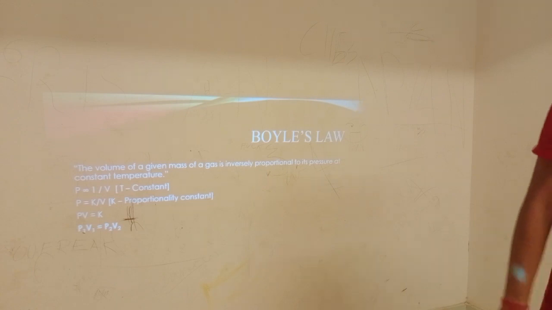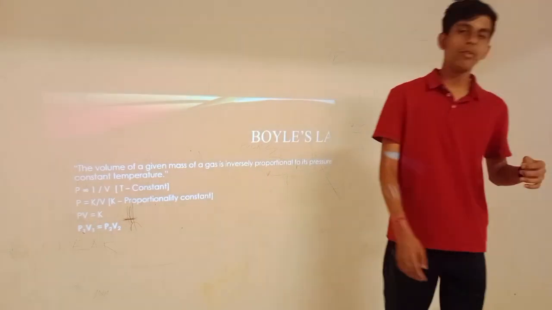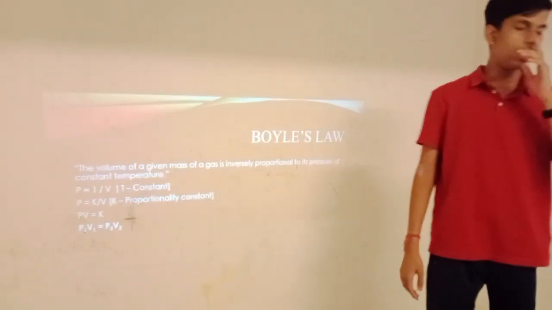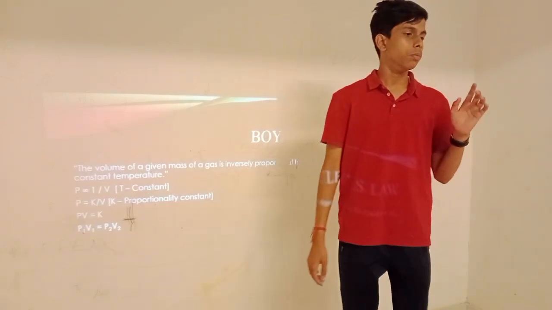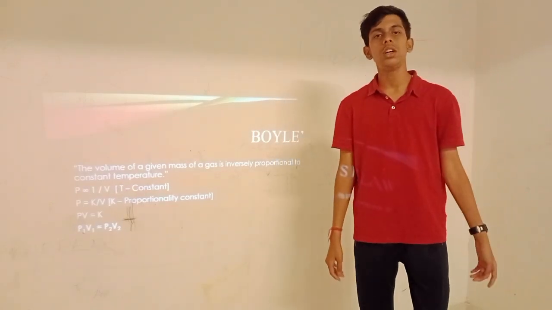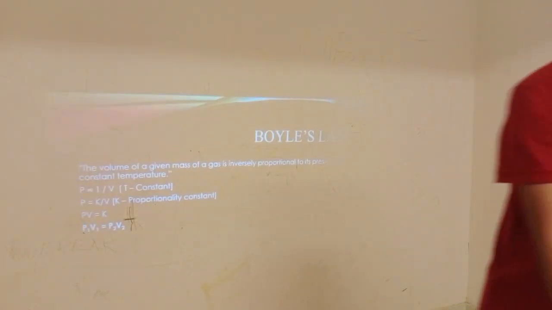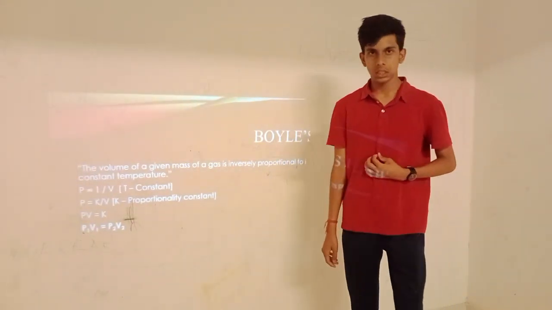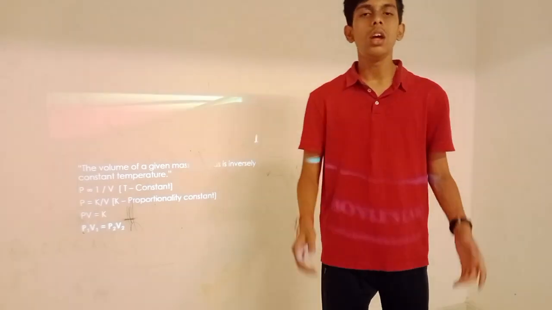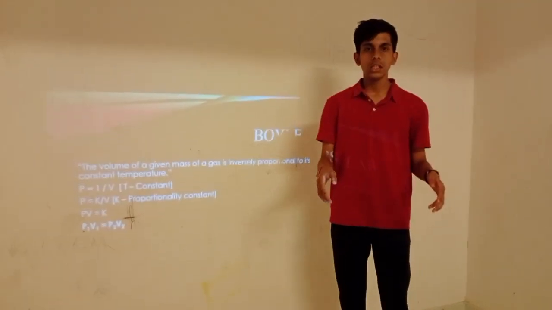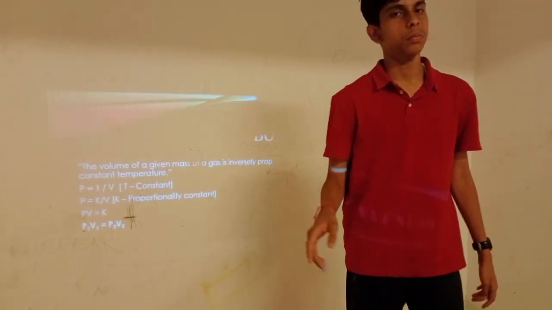Okay, so basically, Boyle's law states that the volume of a given mass of a gas is inversely proportional to its pressure at constant temperature. So what that means is basically when the temperature of a gas is constant and the gas is in a container, the pressure exerted upon the gas is inversely proportional to its volume.